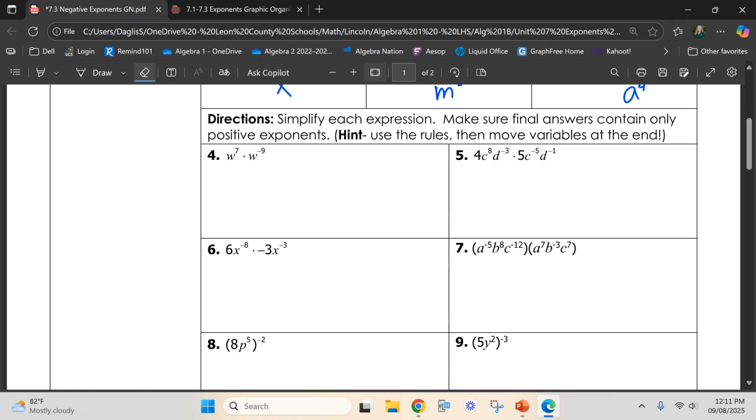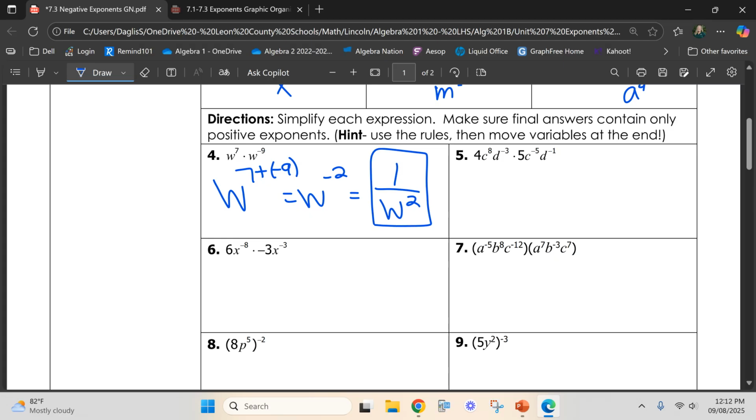Number 4 right here. I have w^7 times w^-9. Okay? This is our product rule. What do I get to do with my 7 and my negative 9? I get to add them together. That equals -2. 7 plus negative 9 is the same thing as 7 minus 9, which is going to give me, like you said, -2. Now do I have to do more? Yes. This is going to turn into 1 over w squared, like that.